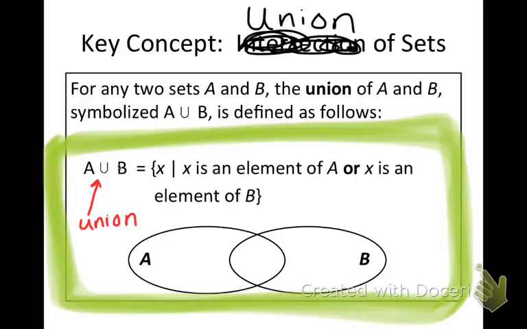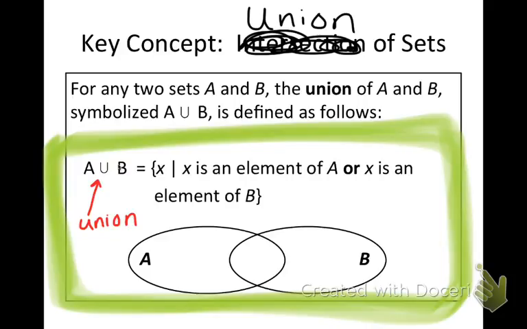Okay, so intersection is upside down, union is a U. That makes it kind of easy to remember because union starts with a U, and that looks like a U. So now let's think about it as a Venn diagram. If the left oval A represents all the values in A, and the right oval is all the values in B, let's read this. X has to be an element of A.